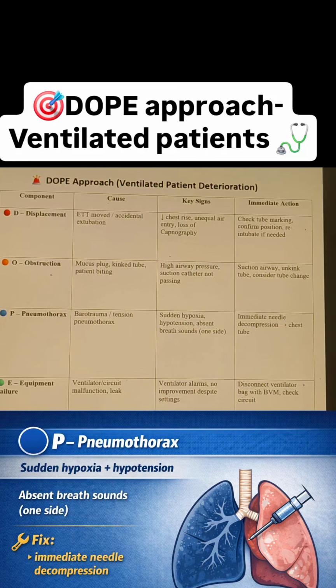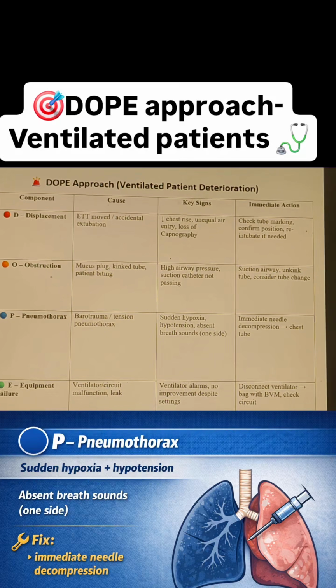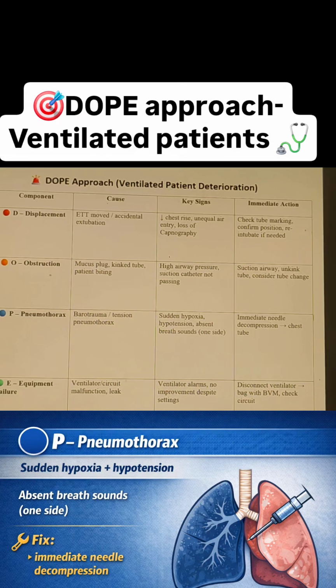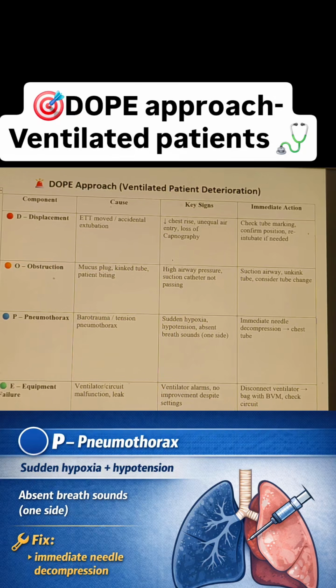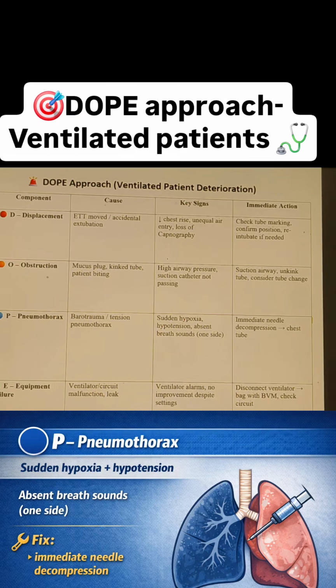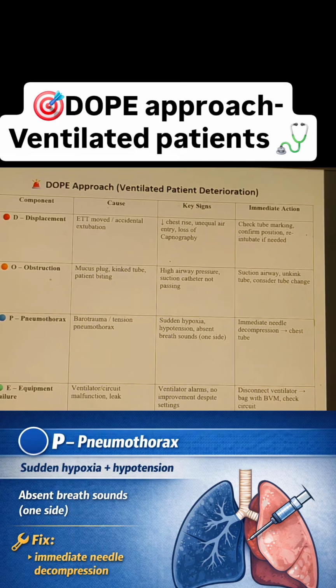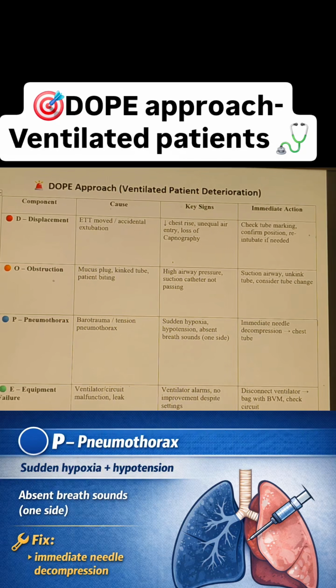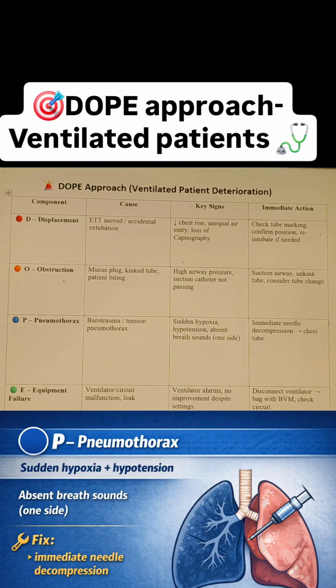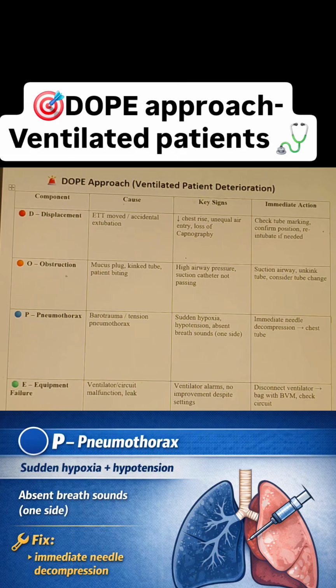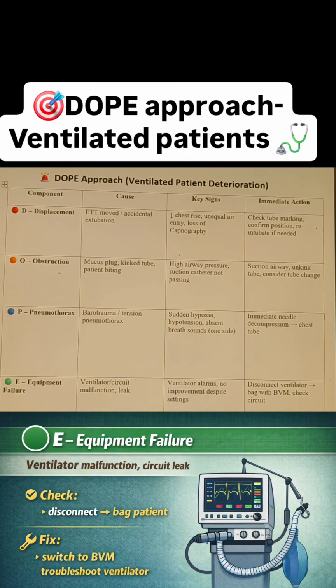Next, P stands for pneumothorax. Pneumothorax can occur due to barotrauma, as in tension pneumothorax. If this happens, the patient will have sudden hypoxia, may have hypotension, and absent breath sounds on one side. If you find all these findings, we have to do immediate needle decompression or chest tube insertion, or ICD insertion.